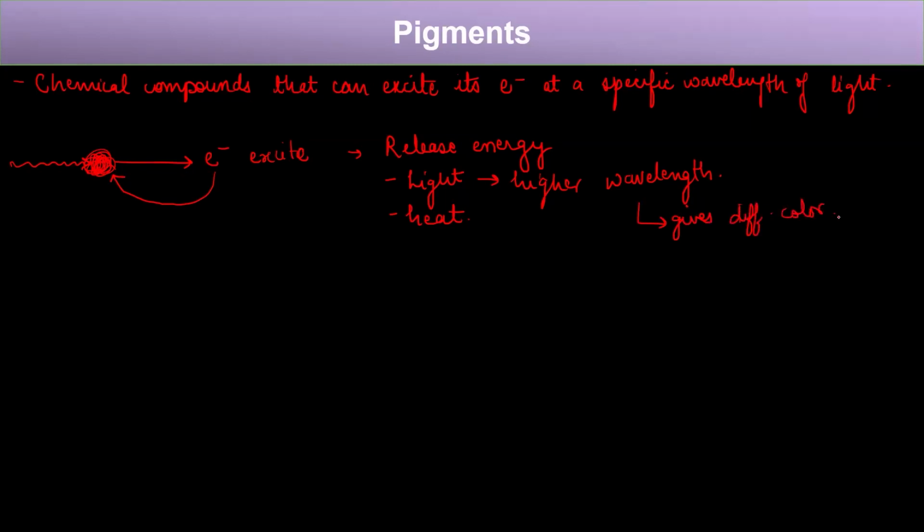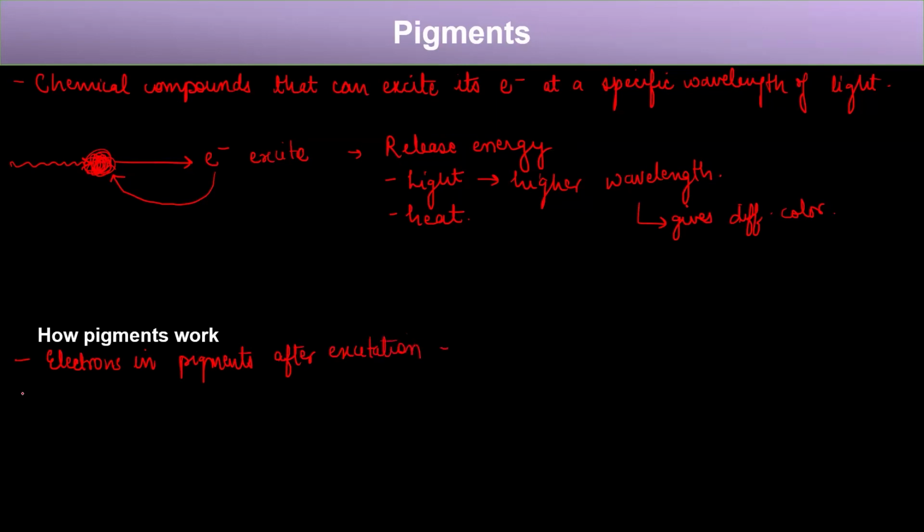Now the question is how these pigments work. In the case of photosynthesis, how do the pigments present there work? The electrons in the pigments after excitation, what do they do? They can either transfer their energy to nearby other pigments.